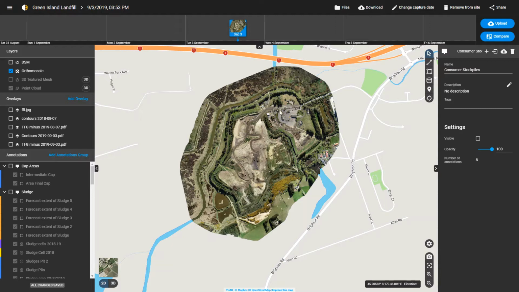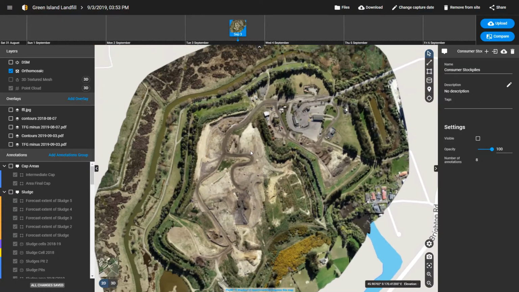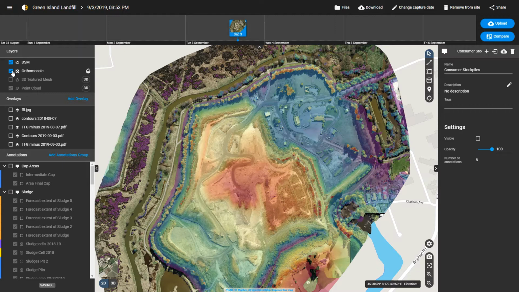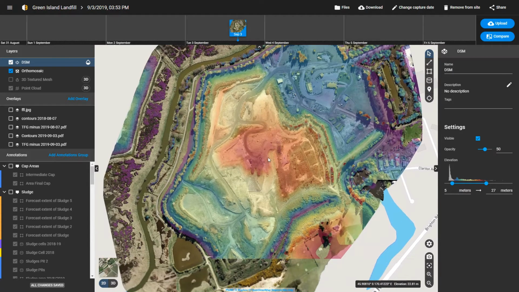So here we have the ortho image, which is the flat projected vertical image of the ground. We can look at also the elevation above ground. We can mess around with that a little bit. At the moment, that is only showing us everything from, I think, 5 meters above sea level to 27 meters above sea level. So we keep the information relatively confined to the area of interest.